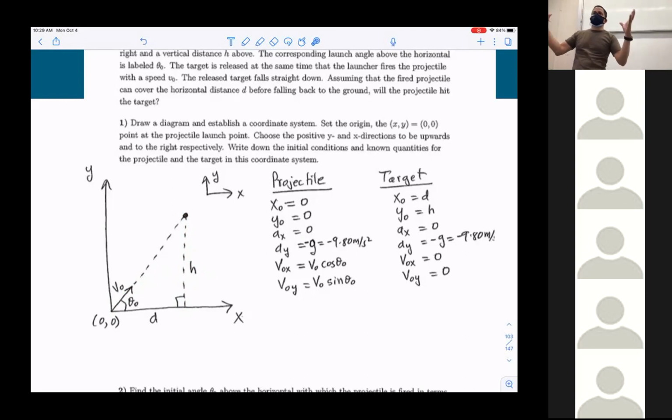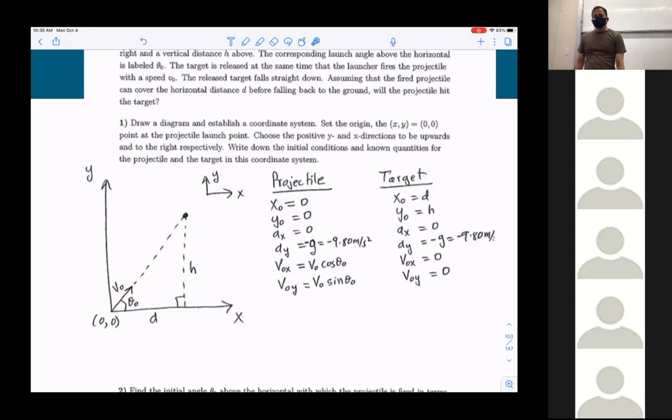Right, I've taken this word problem and boiled it down to the math question that I need to figure out. I need to figure out the time at which this projectile crosses x equaling d. And then at that time, what is the height of the target and what is the height of the projectile? If they are the same, then they will hit. Any questions on that?